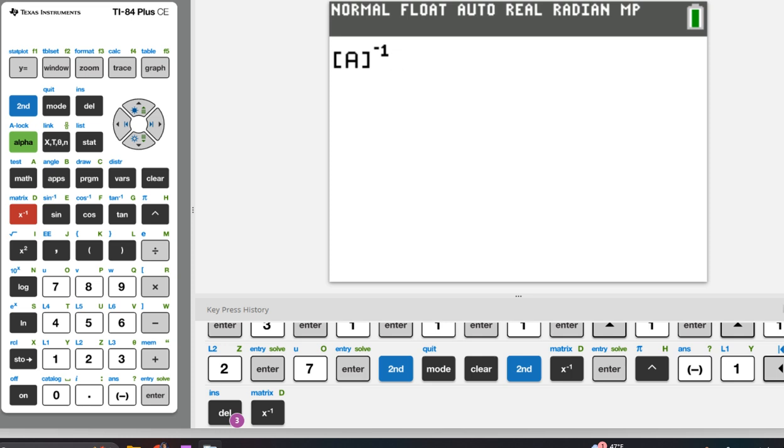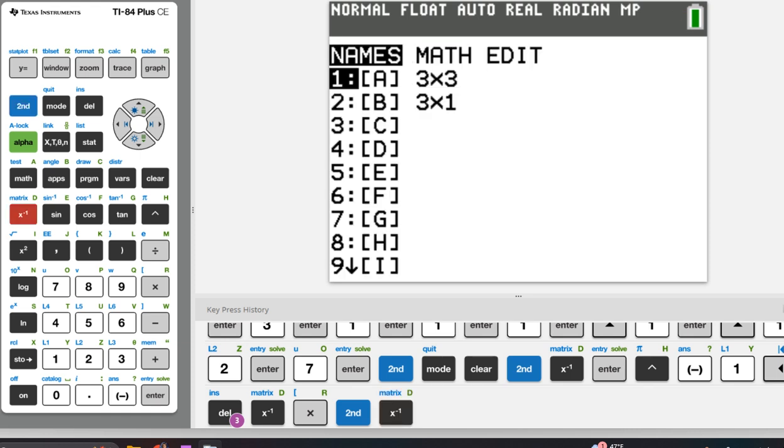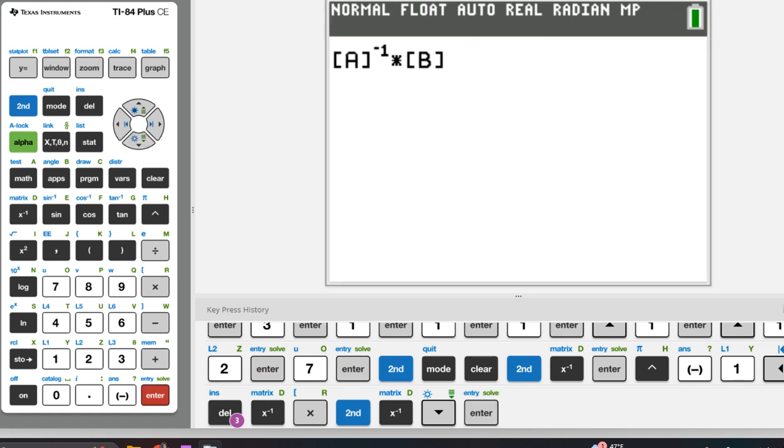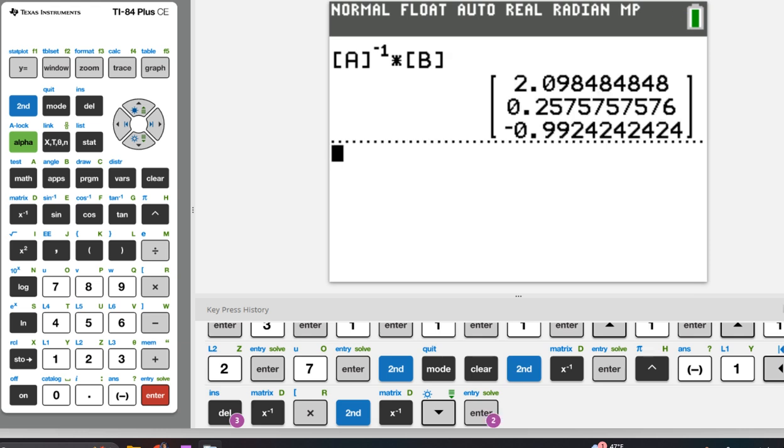And then we need to multiply that by matrix B. You don't even have to type that multiplication symbol if you don't want. We need to go back to our matrix menu. We're going to make sure we click on B, not A. So you should see A inverse times B. We hit enter, and we get this.